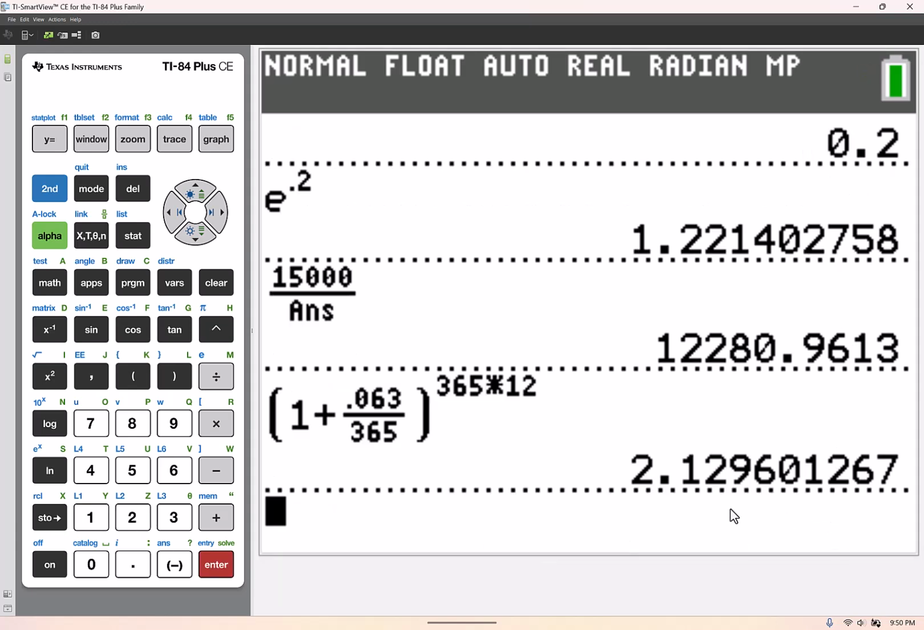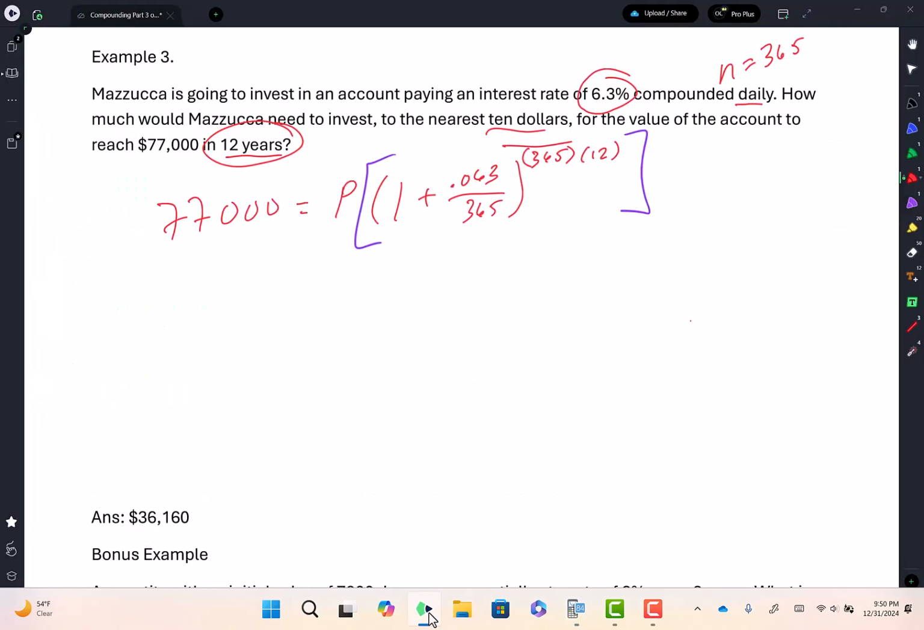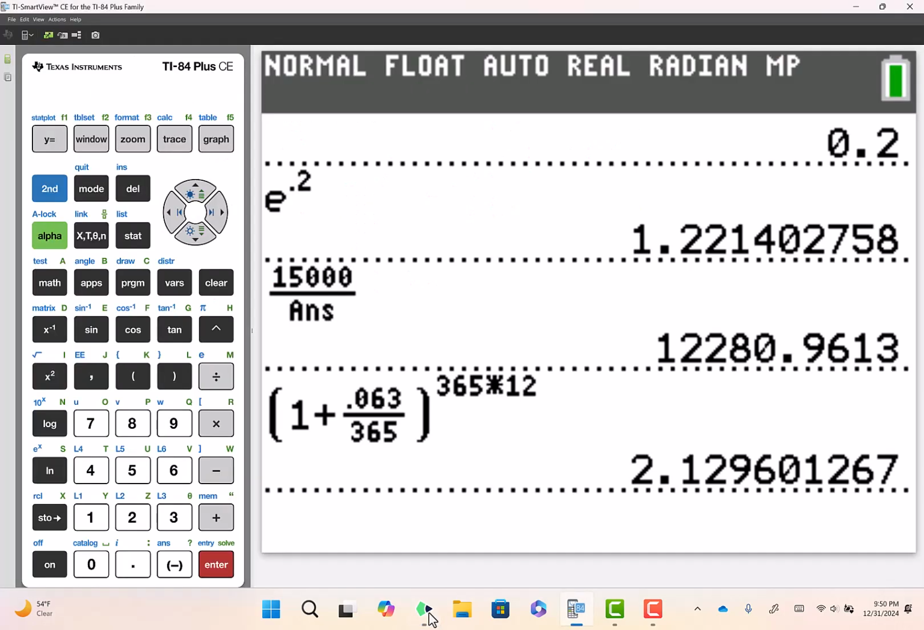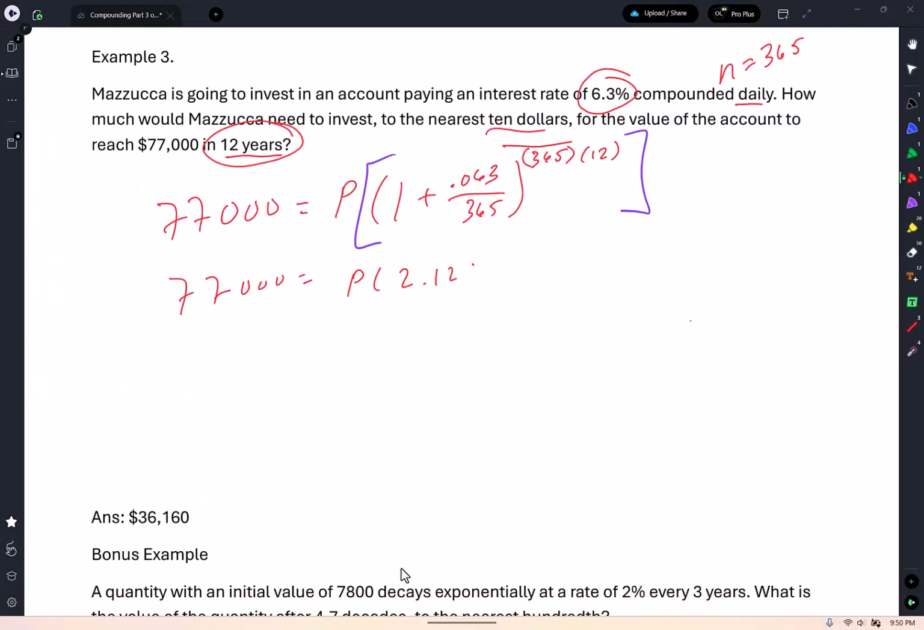And there it is, 2.1296. So 77,000 equals P times 2.12960, and of course that goes on forever, right? And again, just the same thing as the other ones, guys. 77,000 divided by 2.12960, and it keeps going forever.